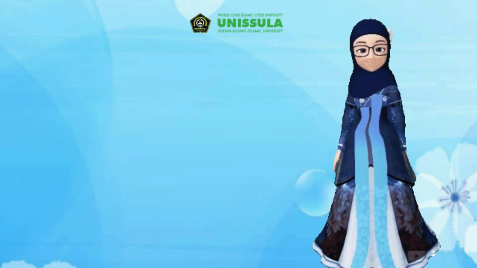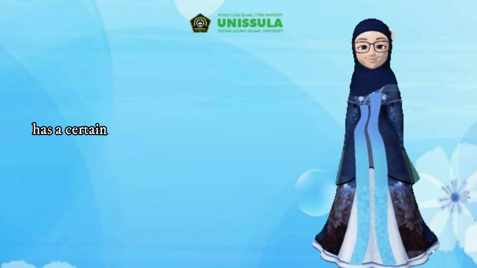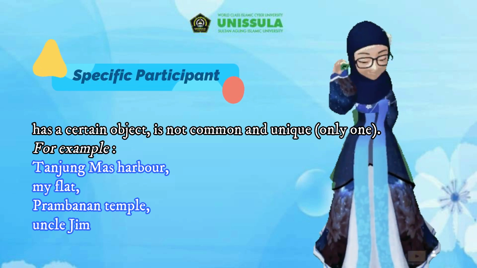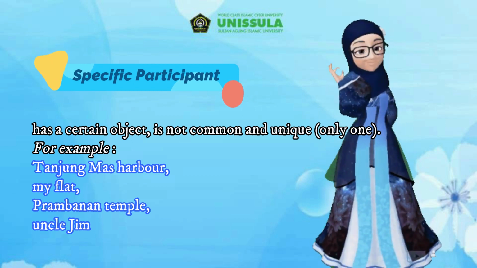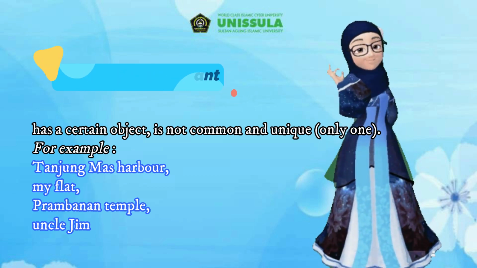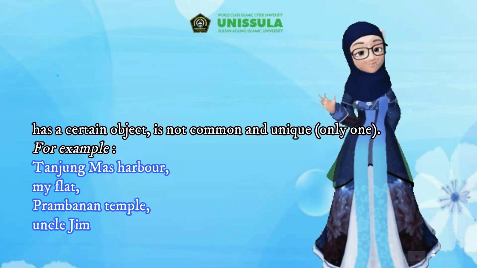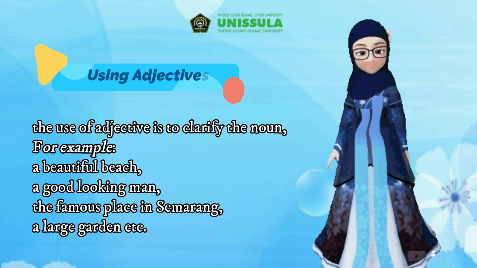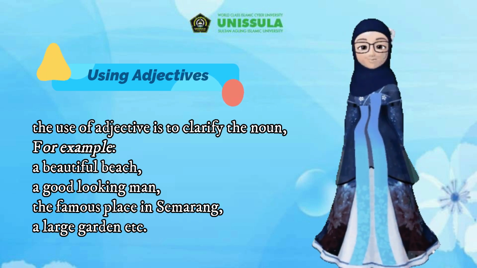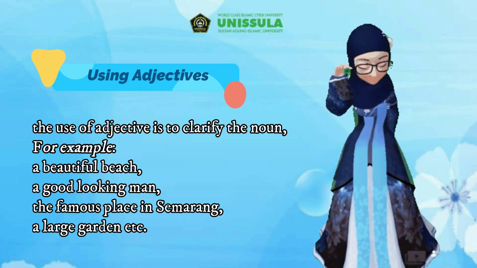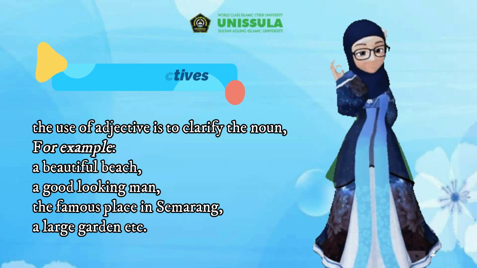Okay, and then when we talk about specific participant, of course, a descriptive usually has a certain object. It's not common and unique, only one. For example, like Tanjung Mas Harbor, my flat, Prambanan Temple, and Uncle Jim. Those are the examples. And then on using adjectives, the function of the adjective is to clarify a noun. For example, like a beautiful beach, a good-looking man, the famous place, and a large garden, and etc.